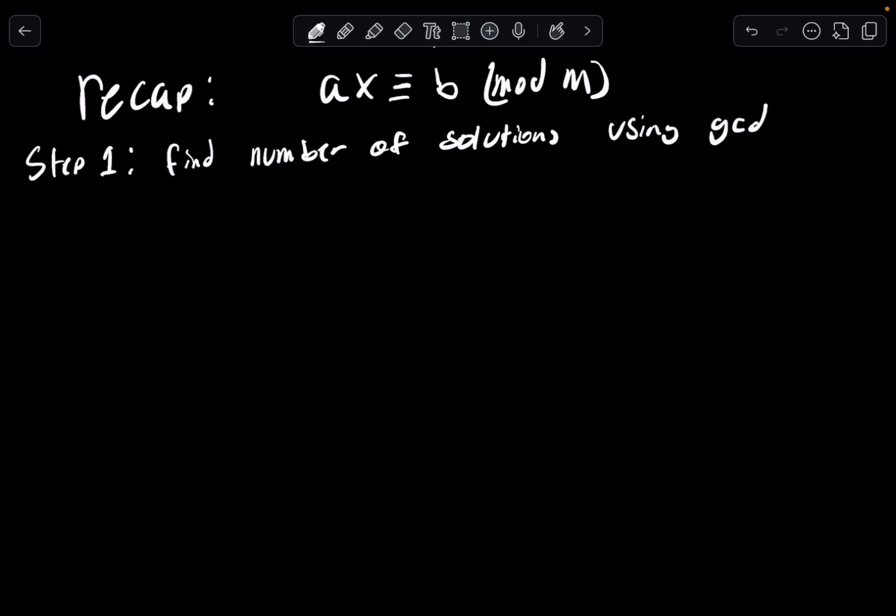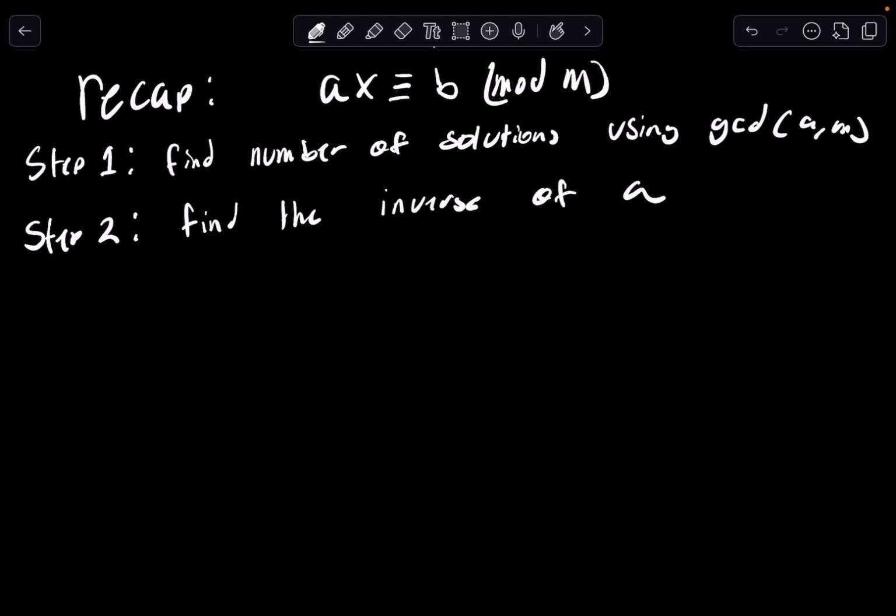Using the GCD of A and M, we'll call that step 1. Step 2, find the inverse of A. Because remember that the inverse of A with this notation times A is congruent to 1 in mod M. So this will help us reduce the equation, cancel some things out, and make it cleaner to work with, and easier to find X, technically. Okay, so find the modular inverse.